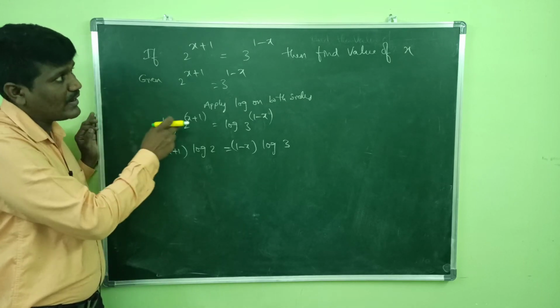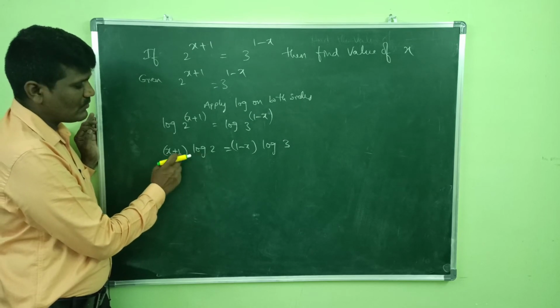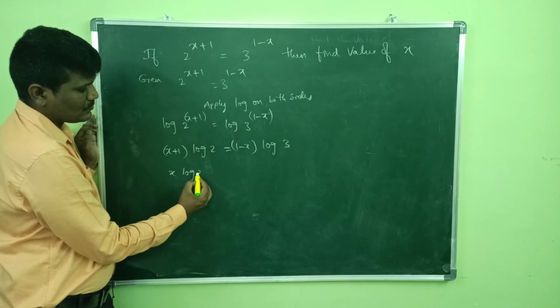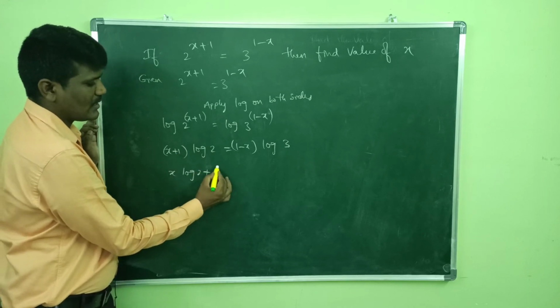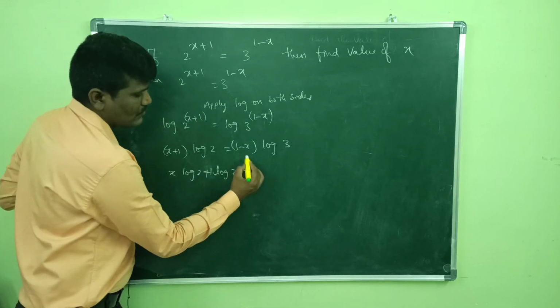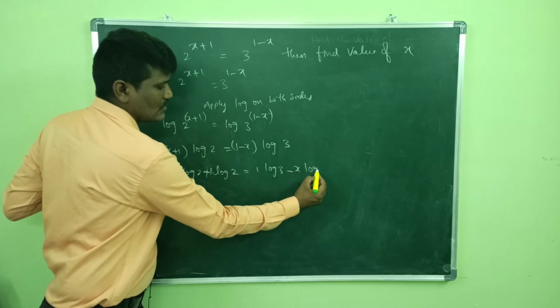But I need to find the x value. What I should do is multiply x with log 2 and 1 with log 2. So it will come as x log 2 plus 1 into log 2, which is simply log 2. Here, 1 into log 3 minus x into log 3.